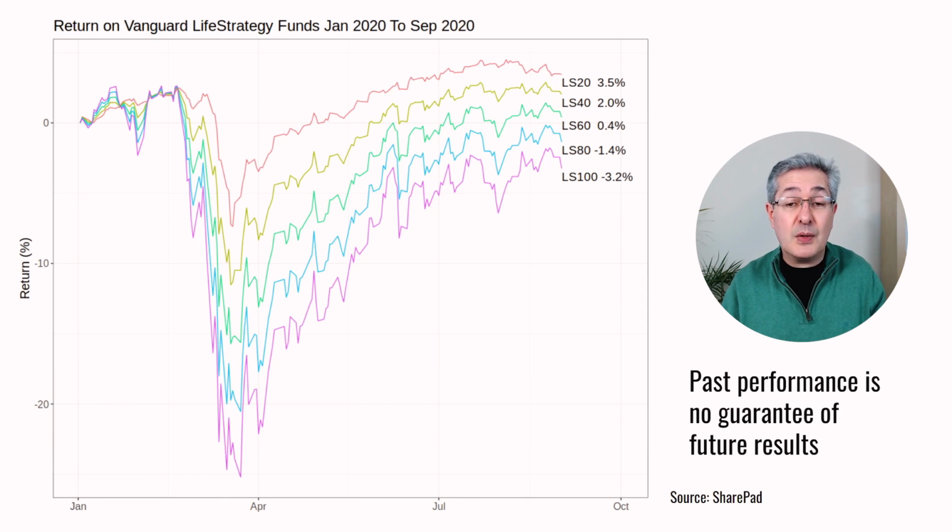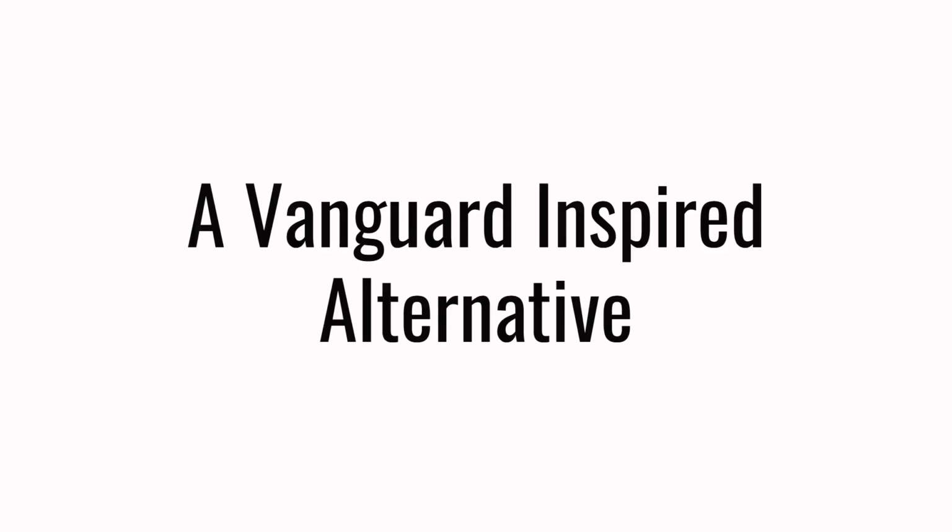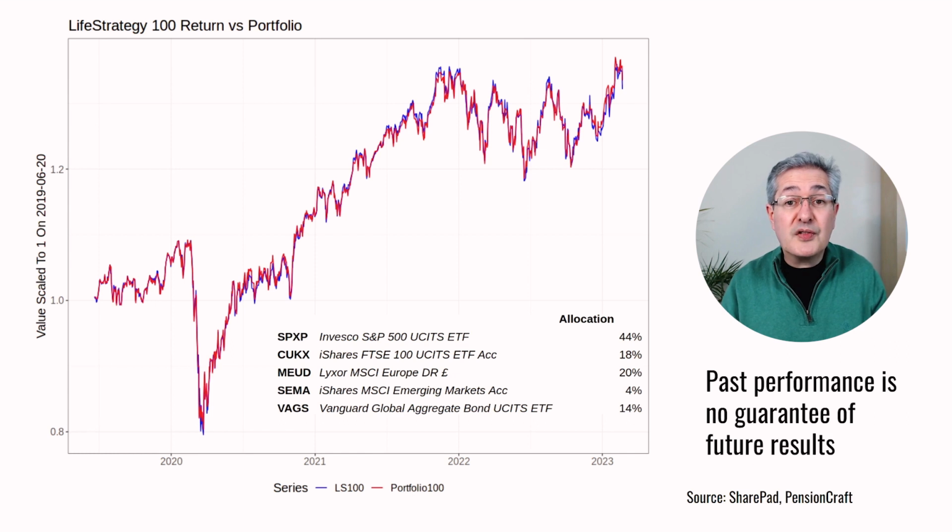risk than LifeStrategy 100. Let's try to match the return of LifeStrategy funds using only low-cost, exchange-traded funds which are available on Trading 212. In fact, it's possible to do this with very few ETFs. If we use the 5 regional stock market ETFs in the proportions shown here, the red line is a cumulative return of that portfolio. That matches the blue line, which is the cumulative return for LifeStrategy 100, very closely.